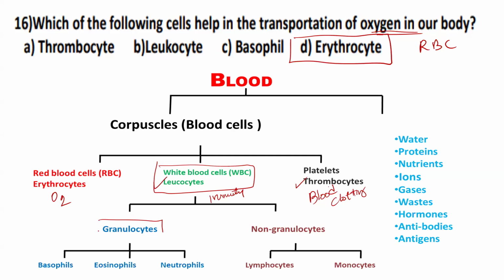There are two types: granulocytes and non-granulocytes. You all know that, no? Short form for granulocytes is BEN: basophil, eosinophil, neutrophil. And ML or LM: lymphocytes and monocytes. Take a screenshot if you all don't know. Let's go to the next part.